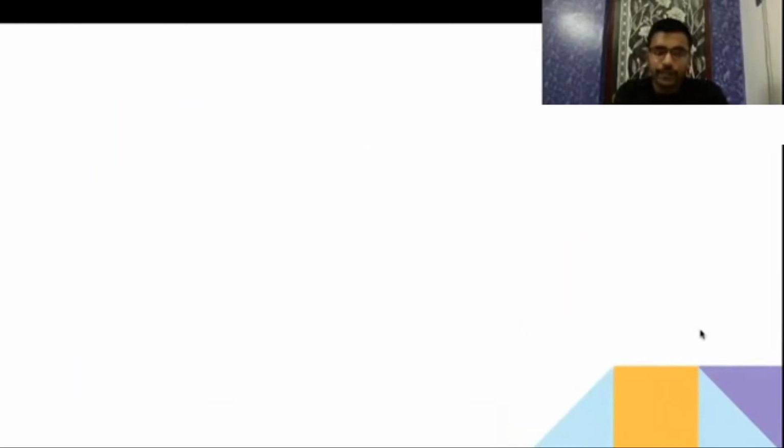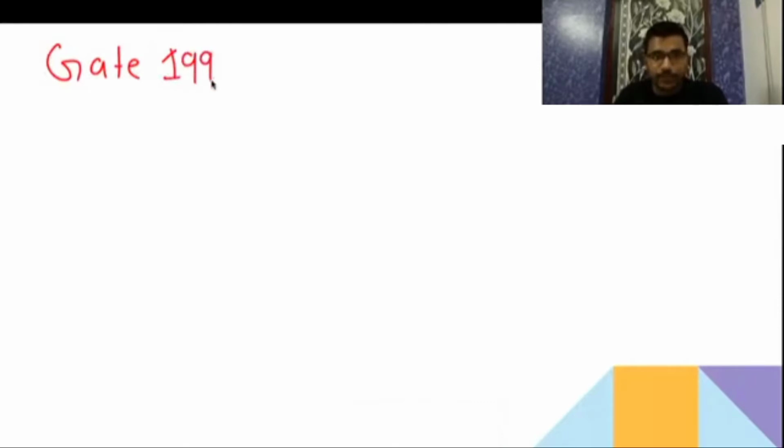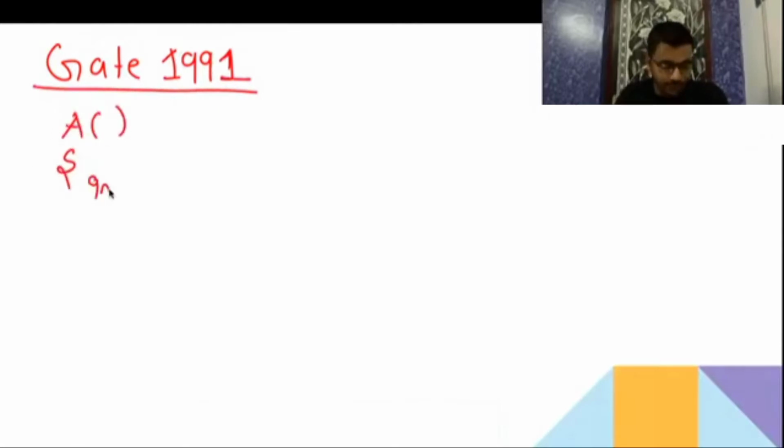Now we will see one GATE question. Hope it is clear to everyone. It is GATE 1991, they have asked. So this is a function: int i equal to 1, now s equal to 1.